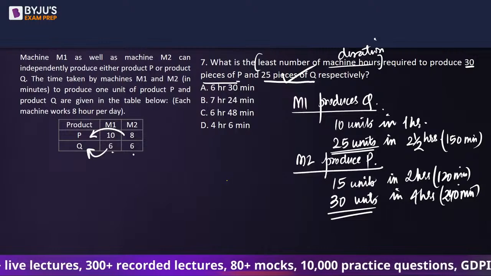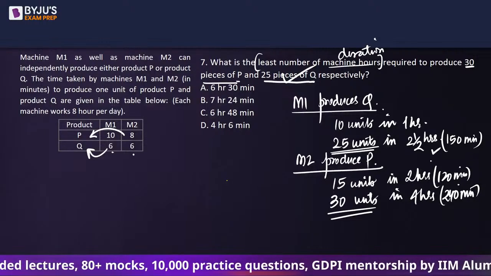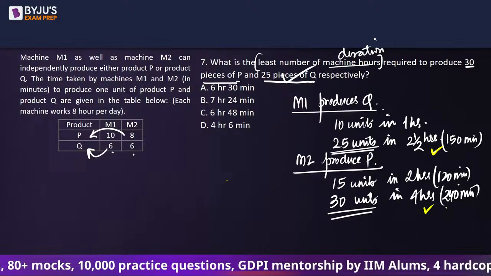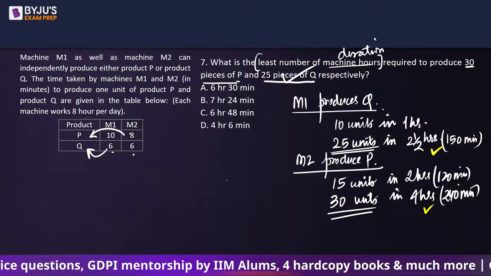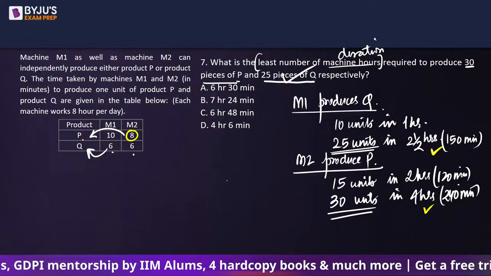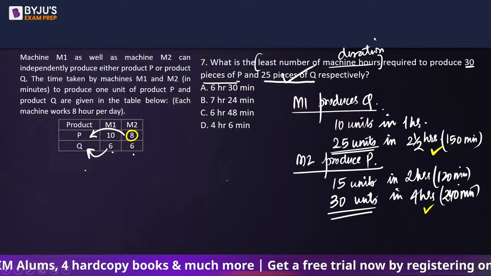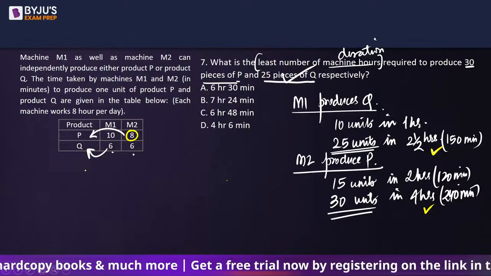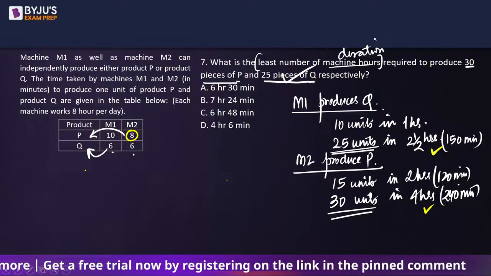So, in order to produce Q quickest, it takes 2.5 hours. In order to produce P quickest, it will take 4 hours. Right? Because think about it: M2 takes 8 minutes to produce P and M1 takes more than 8 minutes, so it's preferable to use M2 entirely to produce P. Because if we call M1, it will take more time.